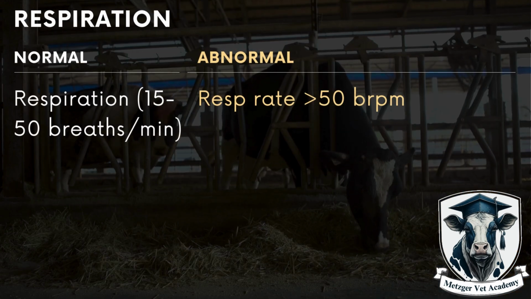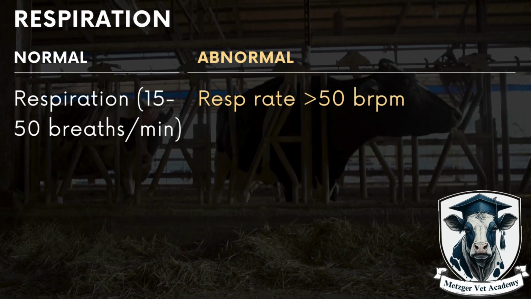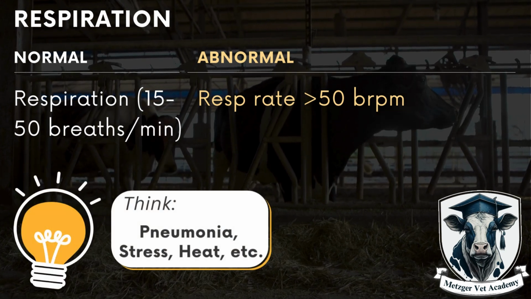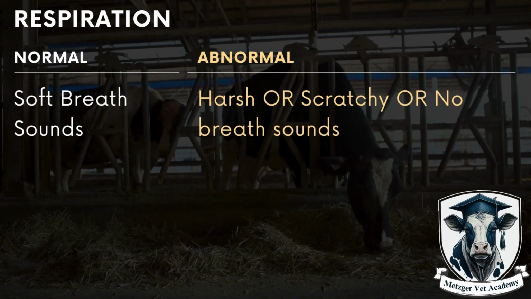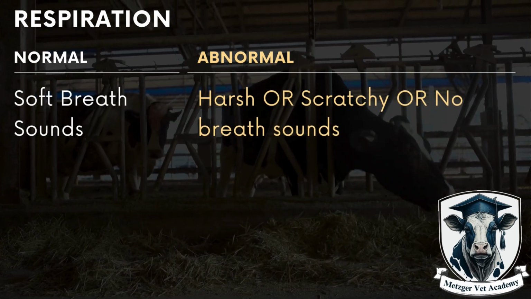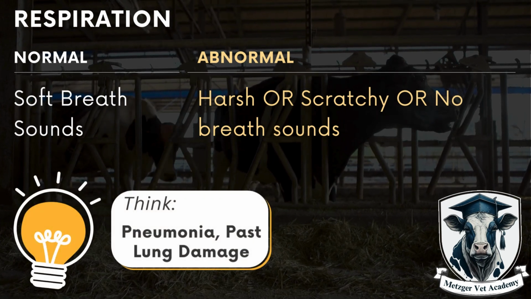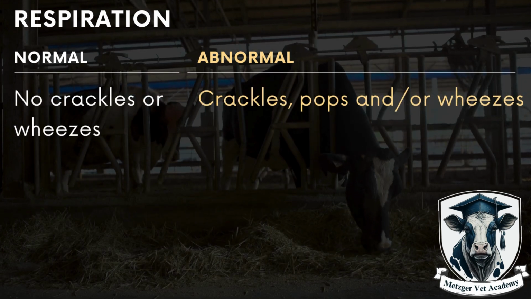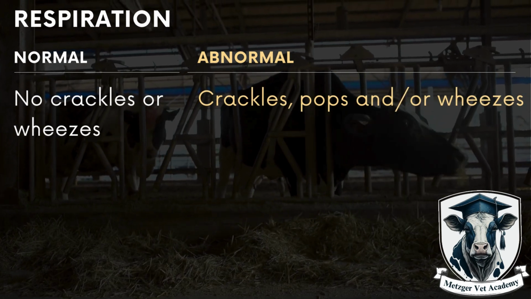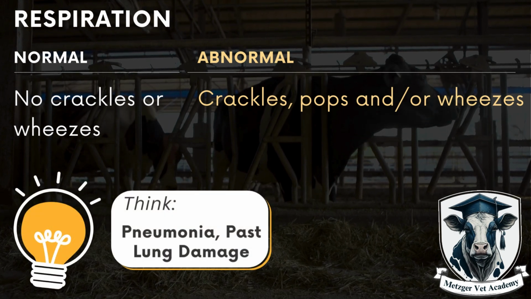Healthy cows will take 15 to 50 breaths per minute, and a respiration rate above that is generally considered abnormal. When you're listening to the lungs of a healthy cow, you should hear gentle air movement and gentle breath sounds as the cow inhales and exhales. Any harsh, scratchy noises are a problem. Same with any crackles, pops, or wheezes. These all indicate lung damage from either an ongoing pneumonia or a past pneumonia.